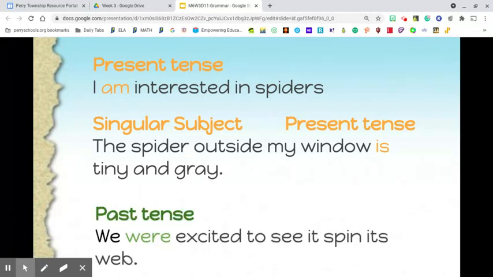For the past tense, showing things that have happened, we were excited to see it spin its web. So we're looking at we is the pronoun, and the form of be is were. This is happening in the past. We were excited. And another reason that I know this is past tense is because remember when we talked about verbs, we said we would add ed to the verb to make it past tense.